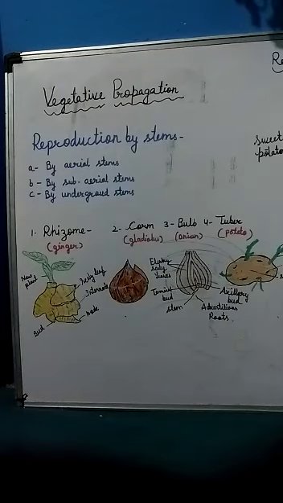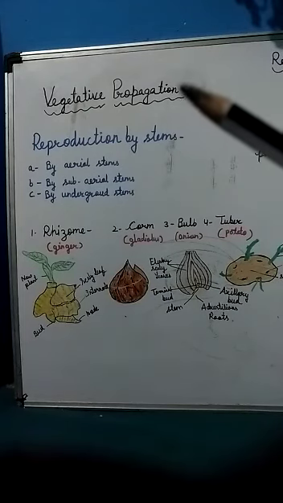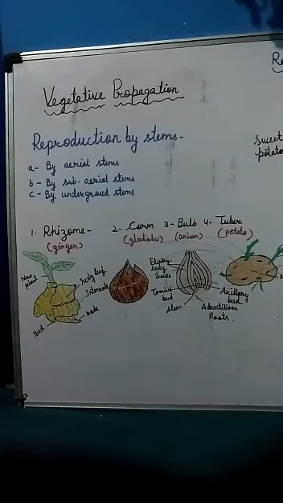A natural method includes propagation by stems, roots and leaves. An artificial method includes cutting, layering, grafting and tissue culture. Now first I will tell you about natural vegetative propagation. In vegetative propagation, plants reproduce from the vegetative parts such as roots, stems and leaves. So let's understand these methods one by one.